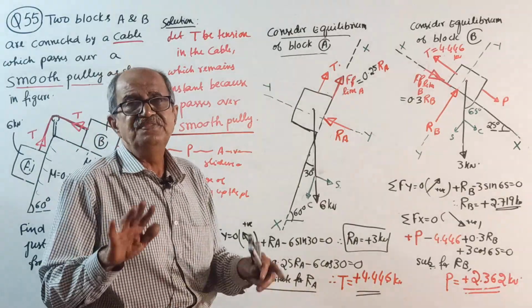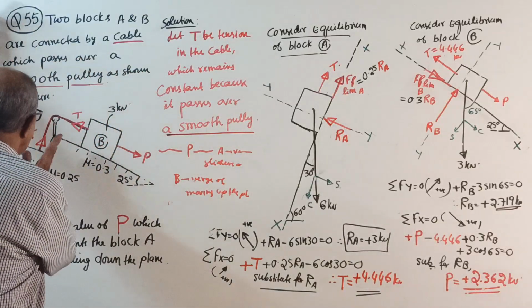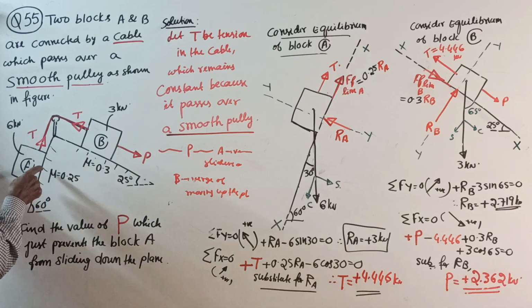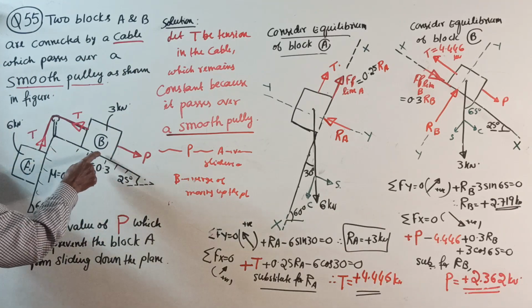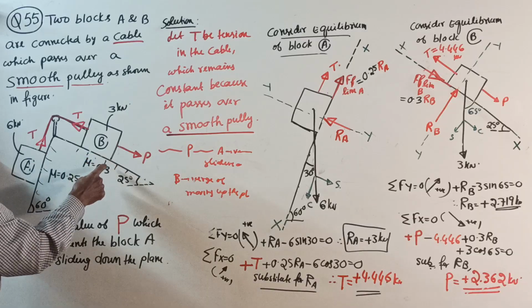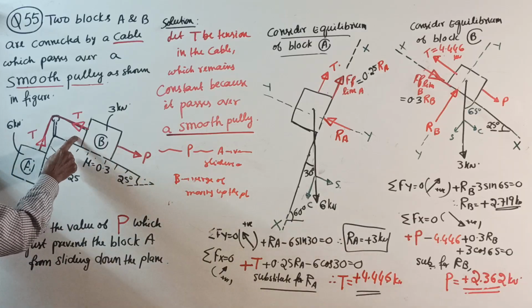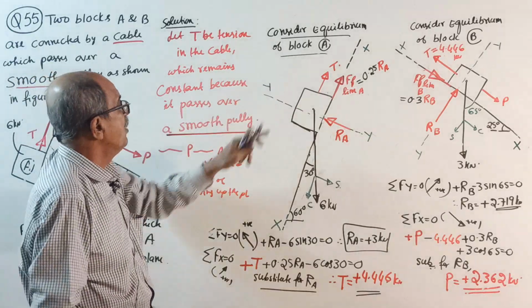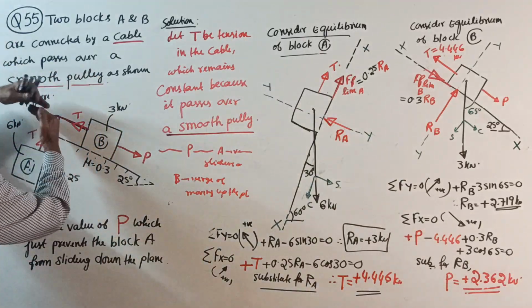Now, there is nothing else. There are two inclined planes. First, write as usual the statement: RA is the normal reaction, RB is the normal reaction. Limiting frictional force here equals 0.25 RA, friction here is 0.3 RB. T is the same. Now 60 degrees, 25 degrees. Okay, now first consider equilibrium of block A. Only block A.